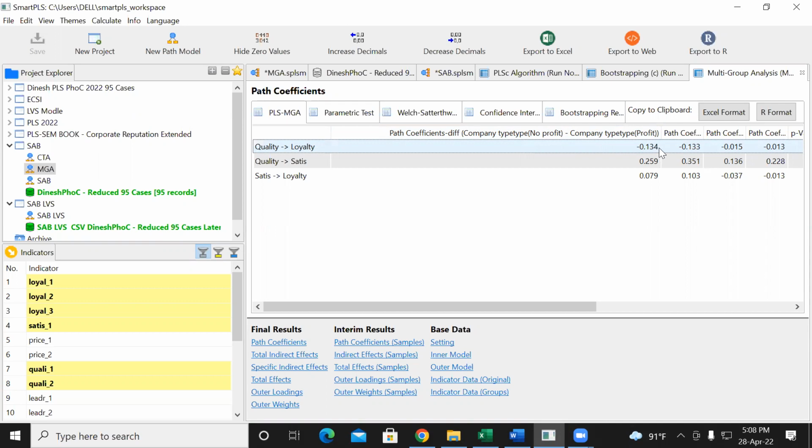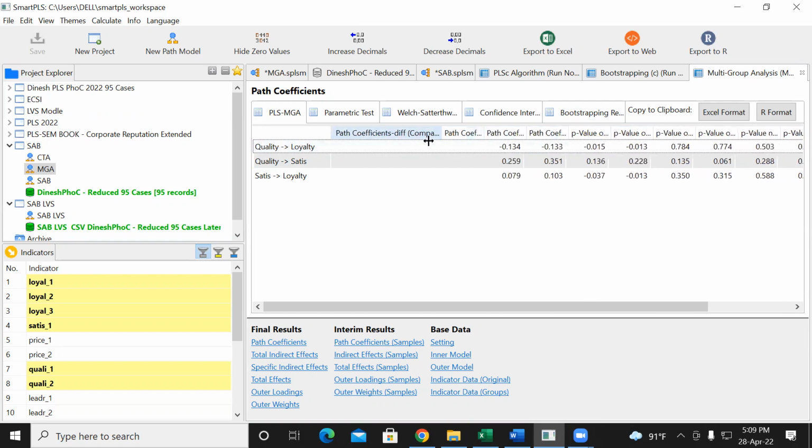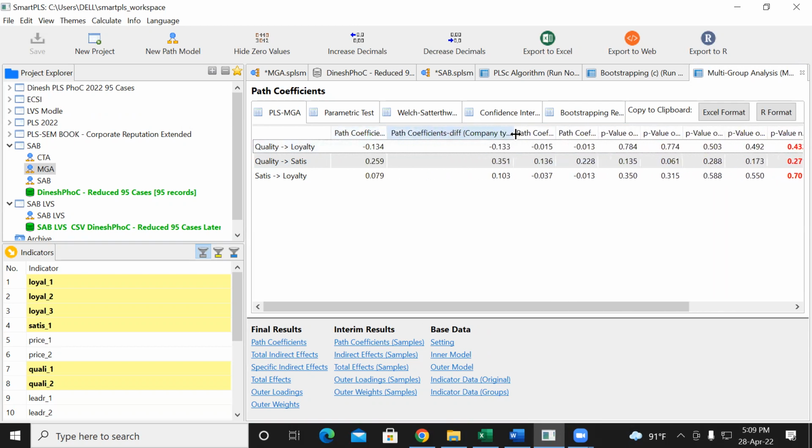Are you clear? Are you clear? It's simply when you calculate the two models, two different path values are obtained, right? One relevant to the profit organization, the other to the other subgroup, not-for-profit. That's the difference between two path values. From one, the other one is deducted. You can see here. Then you can see like this for all the things, right?